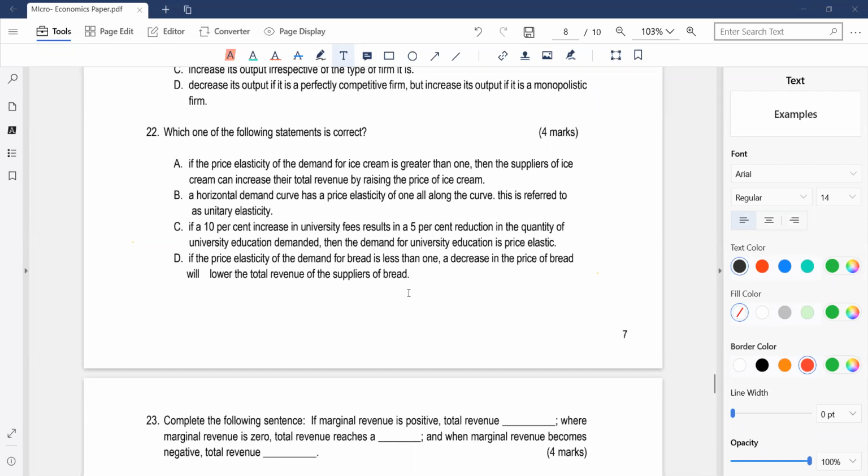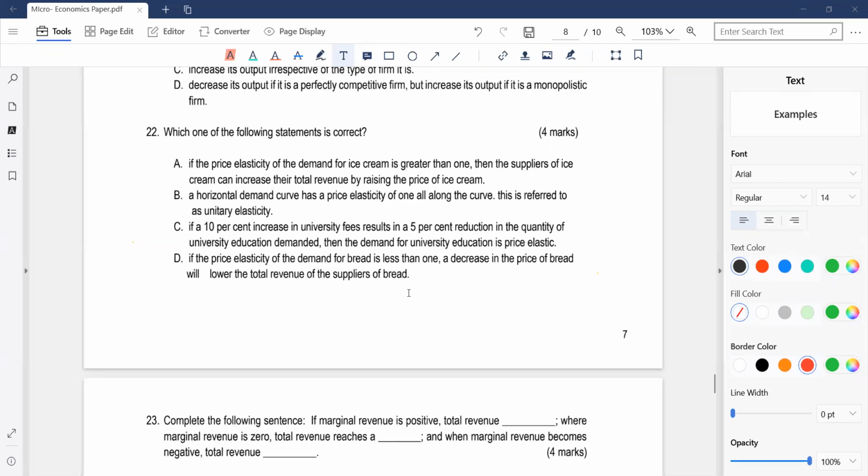Let's go to D. If the price elasticity of demand for bread is less than 1, a decrease in the price of bread will lower the total revenue of suppliers of bread. That is right. The answer is D.